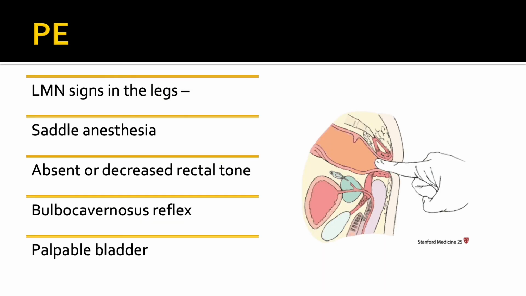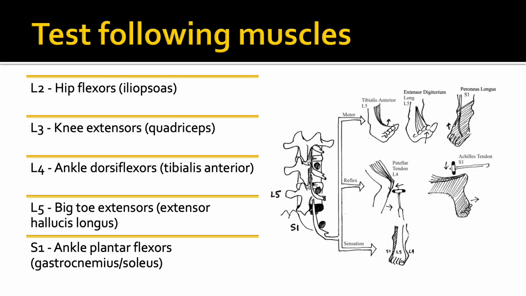Physical examination, you should look specifically for lower motor neuron signs in the legs. I already said it is a peripheral nervous system problem. So look for LMN signs. Look at the saddle area for saddle anesthesia. Do a rectal examination and look for the tone of the rectum or anal tone and bulbocavernosus reflex. We may elicit that and it will be absent in Cauda Equina Syndrome. And palpate for a bladder, whether the bladder is distended.